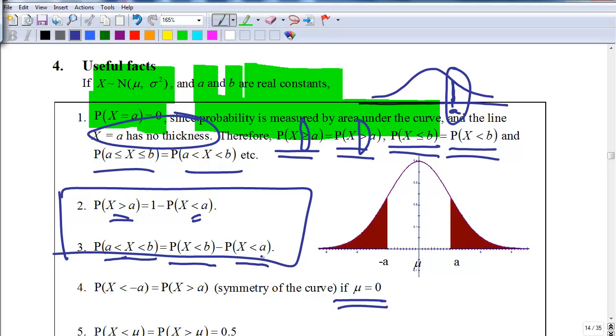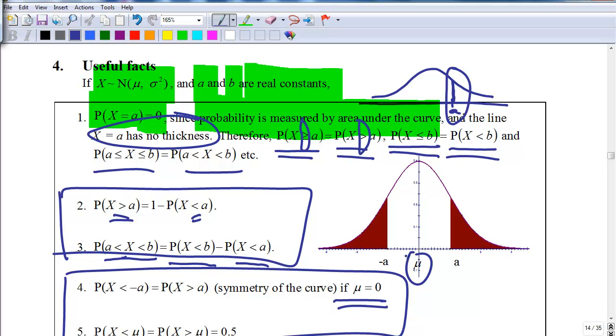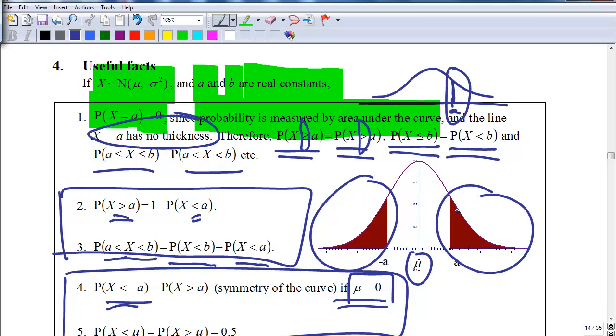Then for properties 4 and 5, now these are rules rather, that make use of the fact that the normal curve is symmetric about the mean mu. So in particular, when your mu is 0, then your probability X less than or equals to minus A is the same as probability X bigger than A. So this is probability X less than or equals to minus A. This is probability X bigger than A. And that is when your mu is 0.